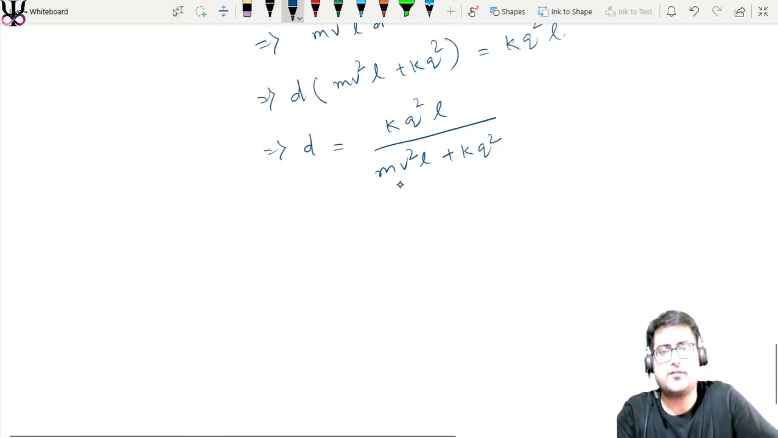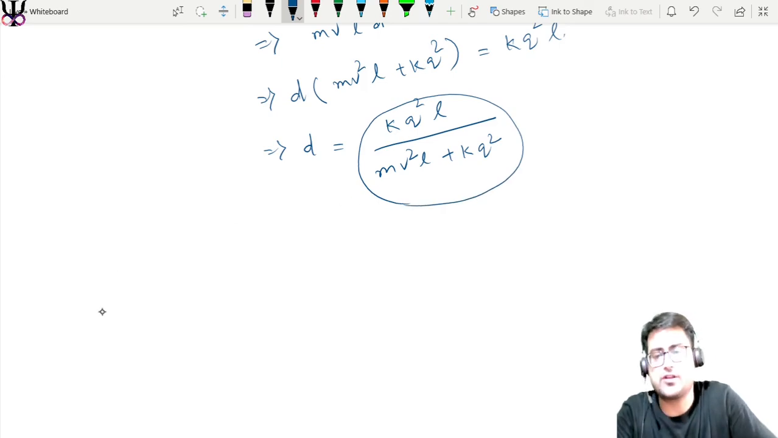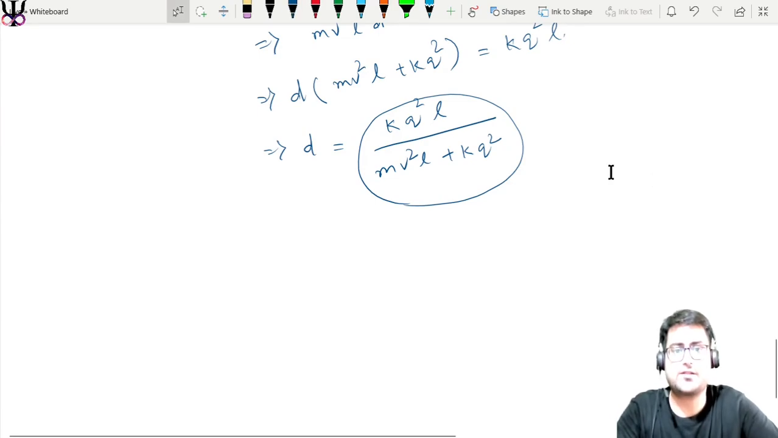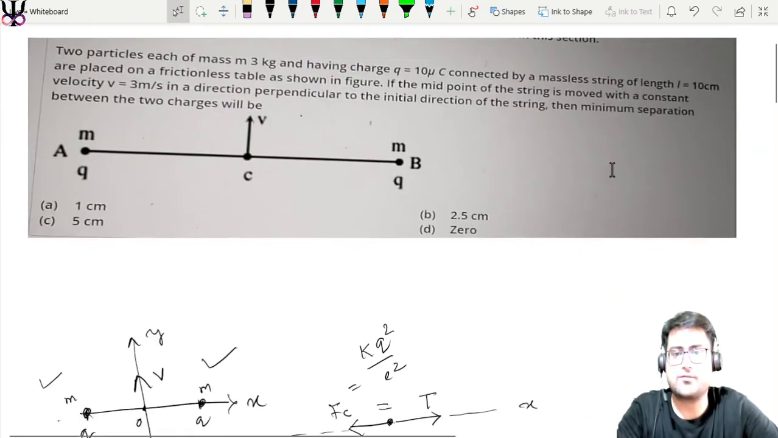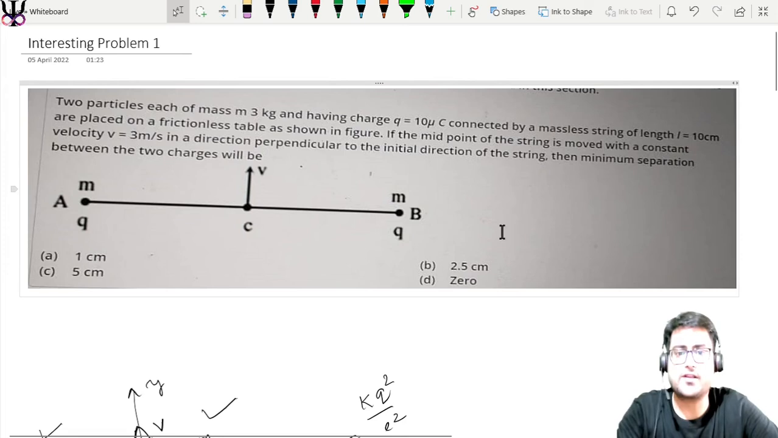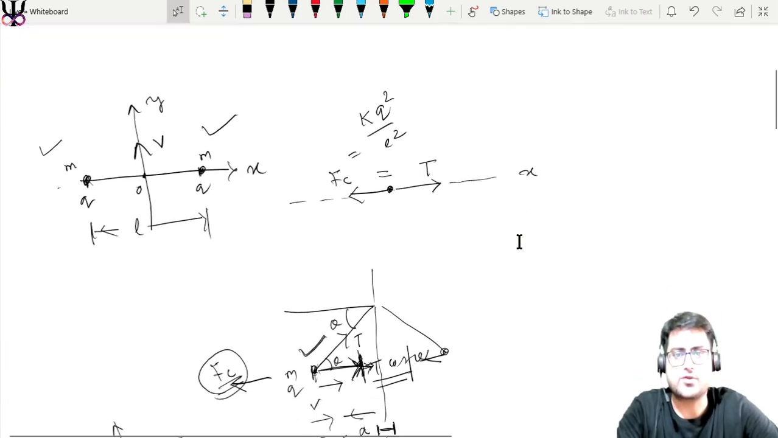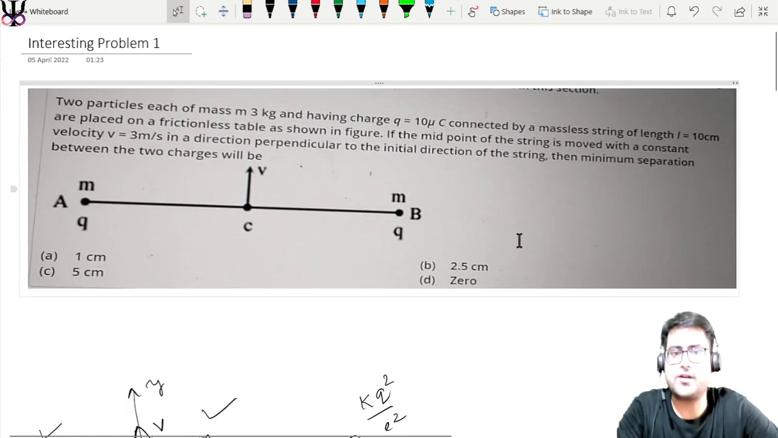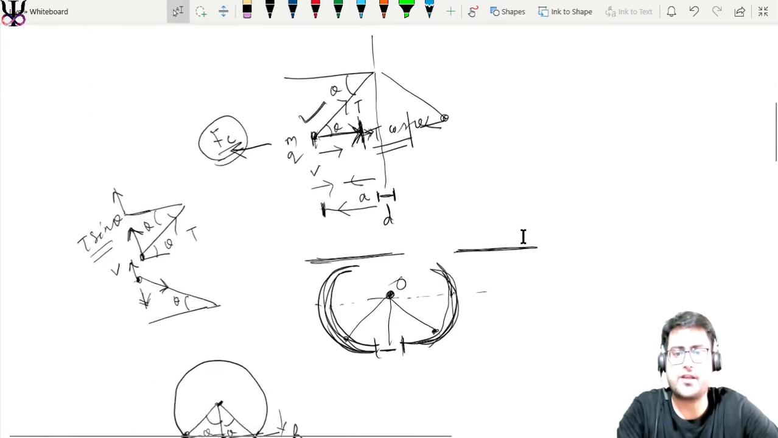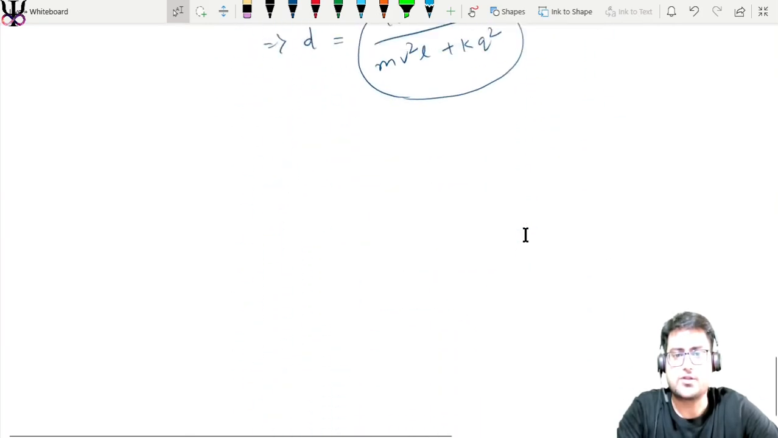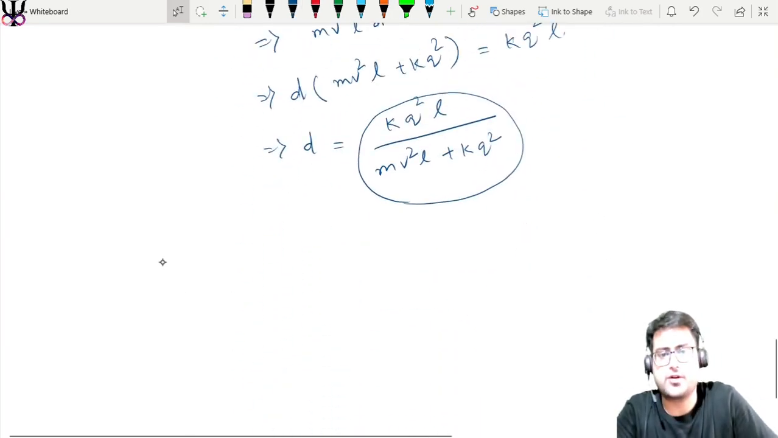Now how do you find the value of this one? Just plug in the values in SI units. Let's see what the question asked and in which unit. Everything is in centimeter, but to do the calculations, I'm going to convert everything to SI units and then convert back to centimeter. So 10 microcoulomb, 10 centimeter, and 3 kg. The value of k is 9 times 10 to the power 9.